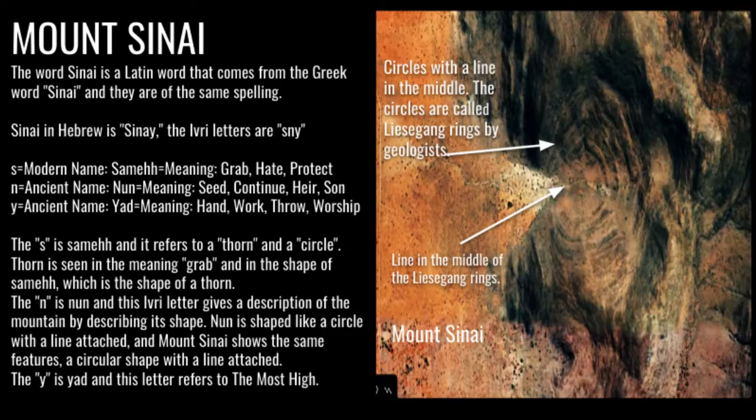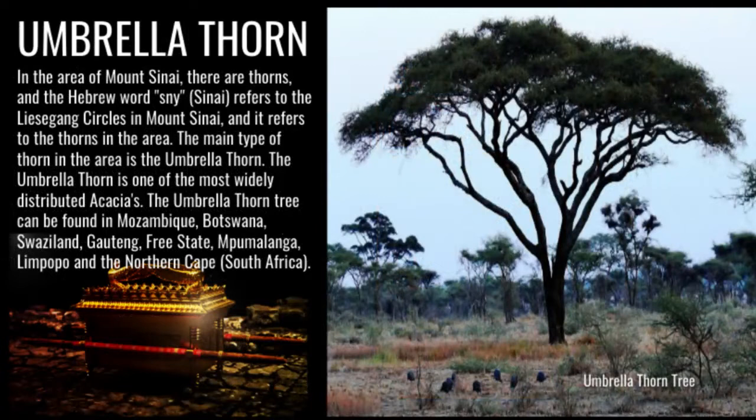The S is the Samak, and it refers to a thorn and circle. The thorn is seen in the meaning grab, and it is also seen in the shape of the Ivri letter Samak. The Ivri letter Samak takes the shape of a thorn. This particular thorn is the Umbrella Thorn. The Umbrella Thorn is indigenous. It has its habitat in the region of Mount Sinai.